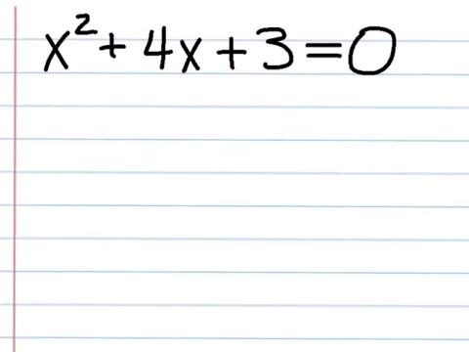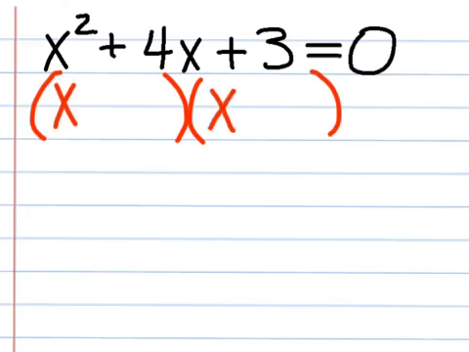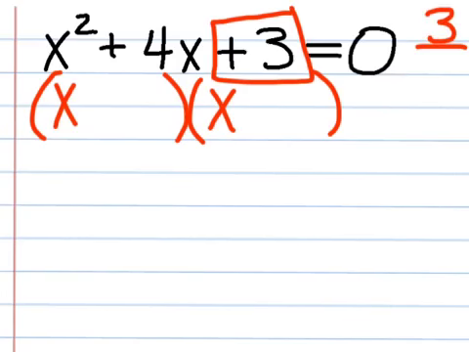Alright, practice problem number 1 solution. We want to find the factors of positive 3. What are the factors of 3? 1 and 3, and negative 1 and negative 3. But it would be 1 and 3 to go in beside x.